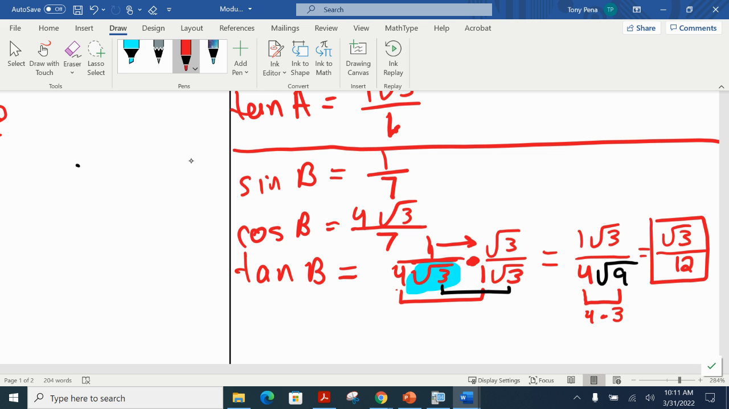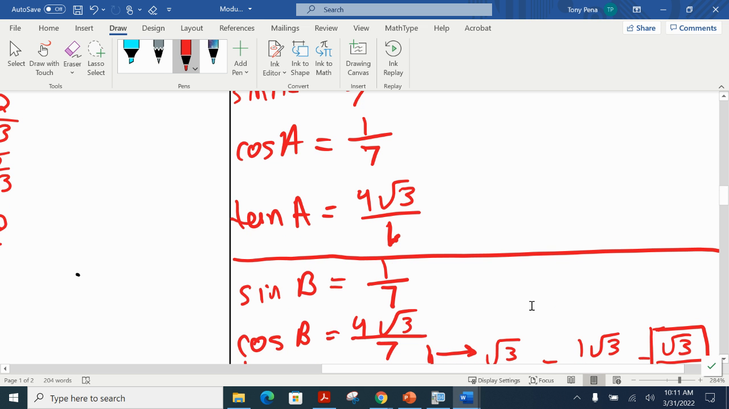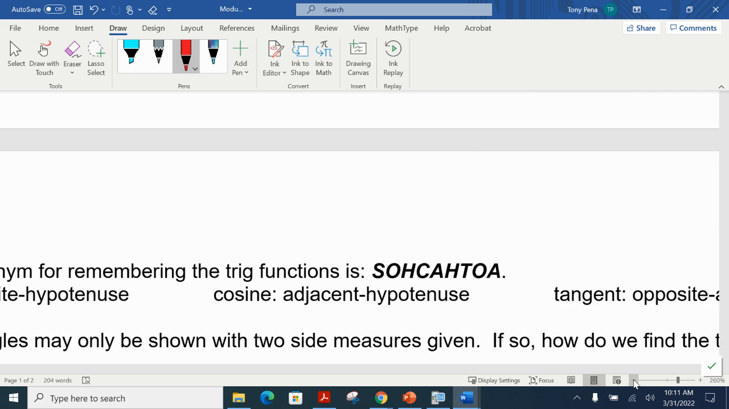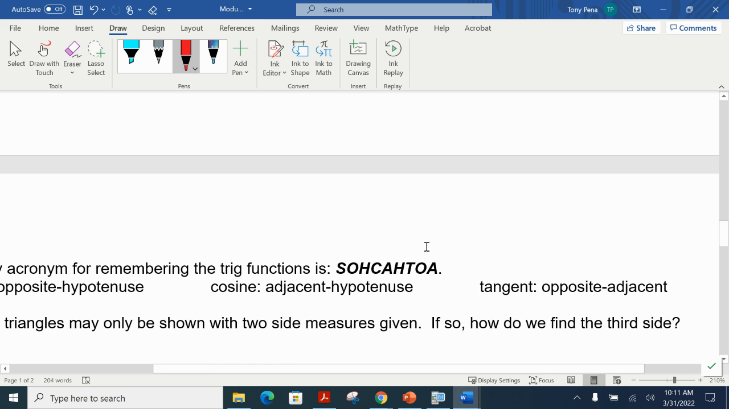You're going to see that a lot now. We have all these fractions here, and we want to be able to rationalize them when that presents itself. We're going to see that here in a little bit, some more. So now go to the next page.